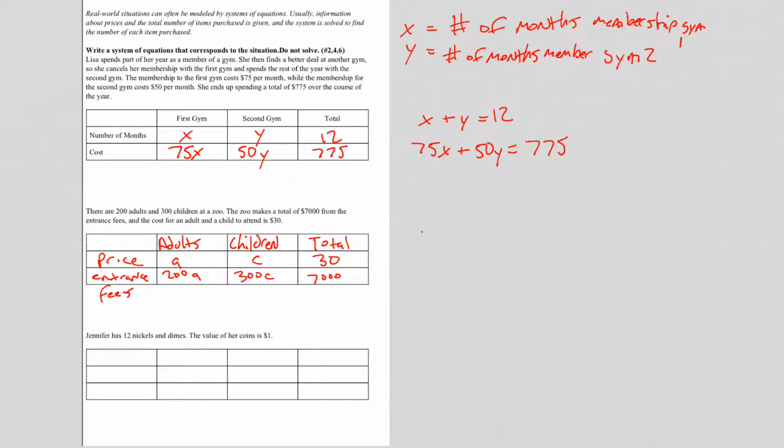And you get two equations. A plus C equals 30, and 200A plus 300C equals 7,000. And we're able to do that just by examining the information contained in the problem. So one more example here. We've got Jennifer has 12 nickels and dimes. So we basically got nickels and dimes, and together they equal 12.